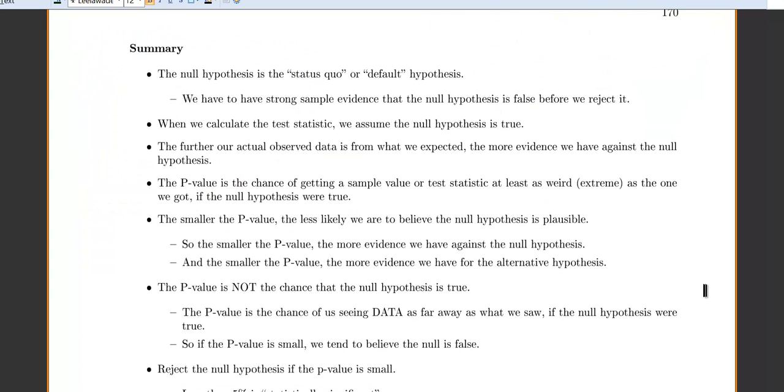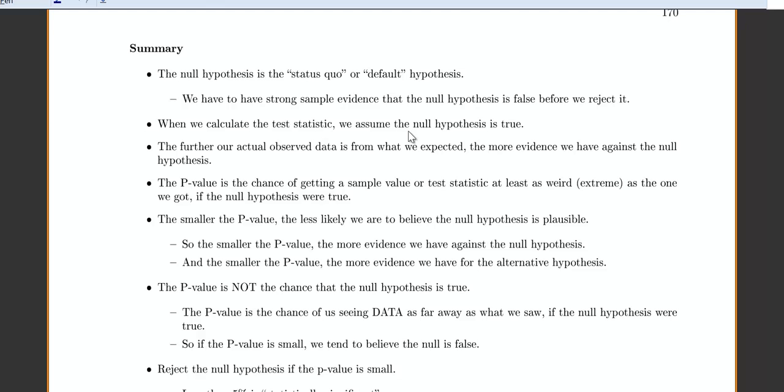And at this point, we're going to summarize some of our hypothesis tests, so not just the t-test, this is for all the hypothesis tests. So first is that our null hypothesis is the status quo or default hypothesis, so nothing interesting. And you have to have strong sample evidence that the null is false before you reject it. Kind of, again, that innocent until proven guilty, or you have to be beyond reasonable doubt. You have to have very strong evidence before you reject the null hypothesis.